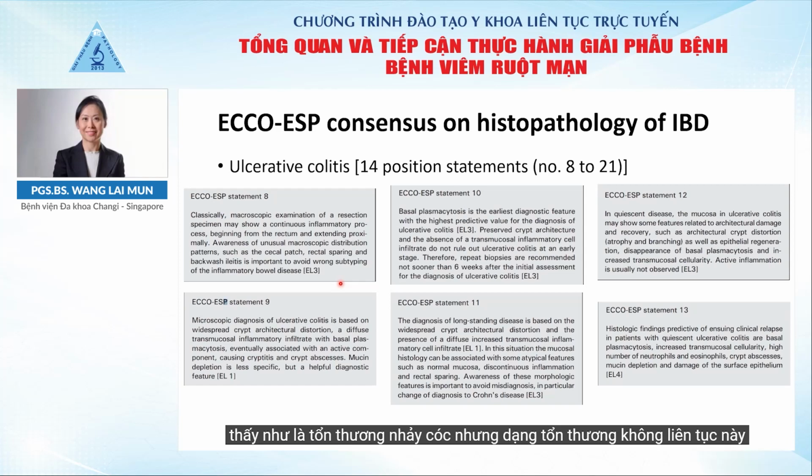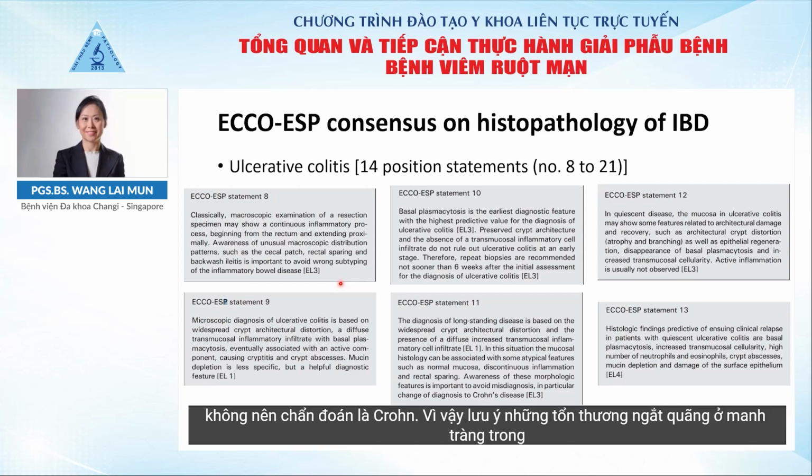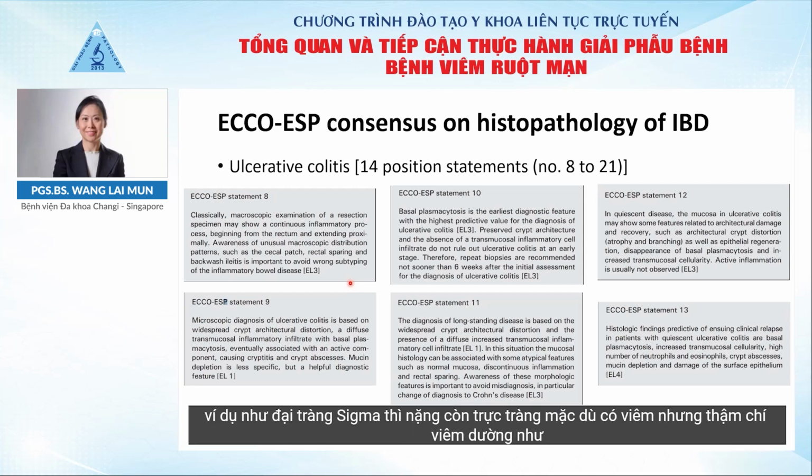But this discontinuous pattern has also been observed in ulcerative colitis, and you should not make a diagnosis of Crohn's. So be aware of cecal patch in ulcerative colitis. In children, you'll be surprised that they tend to have a bit more rectal sparing. Rectal sparing means that the degree of inflammation is most severe, let's say, in the sigmoid colon and rectum.